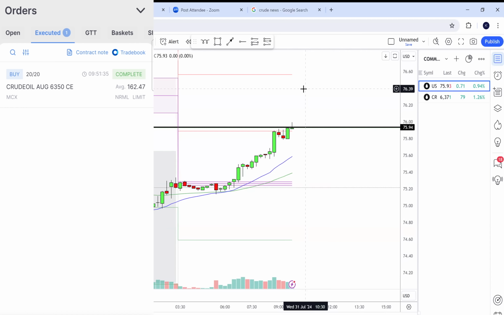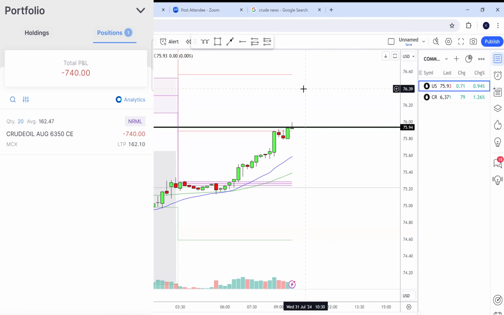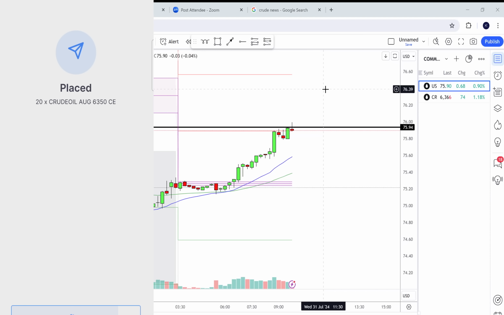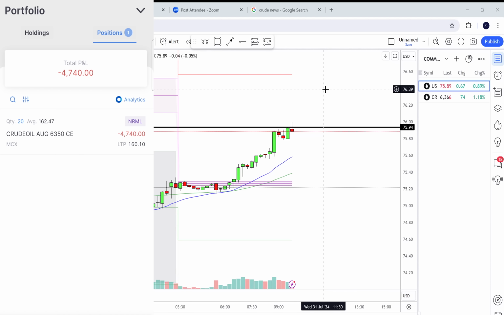Yes, it got executed at 162.47 and I'm currently in a small loss in this trade. Let us see how the trade goes. This candle low can be a strong support. That is why I've taken this trade. And you can see that I'm keeping only a 10 points stop loss. I kept only a very small stop loss, that is the 152 trigger price. That is the stop loss. Let us see, currently in a small loss in this trade.